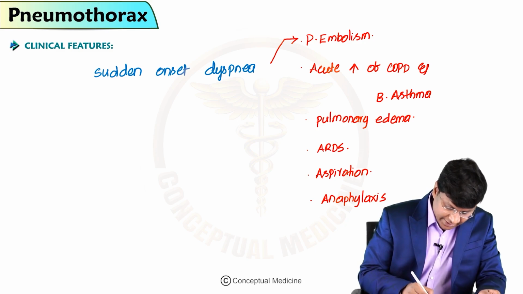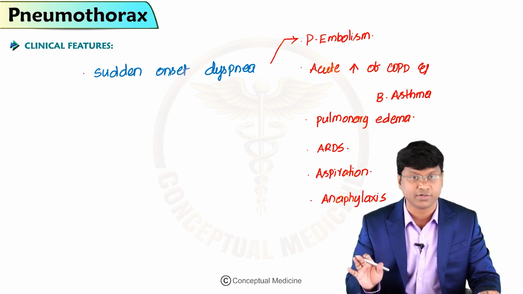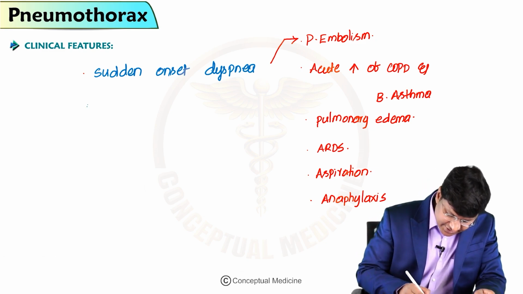Now, in patients with pneumothorax, the clinical presentation will be in the form of sudden onset dyspnea. Then what are the other features? These individuals can have pleuritic chest pain.